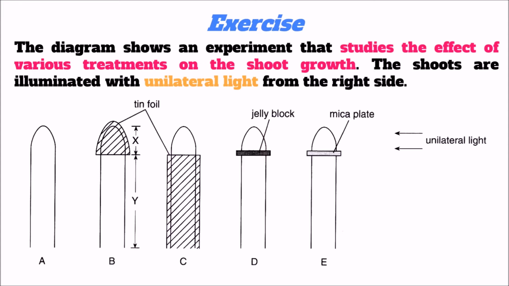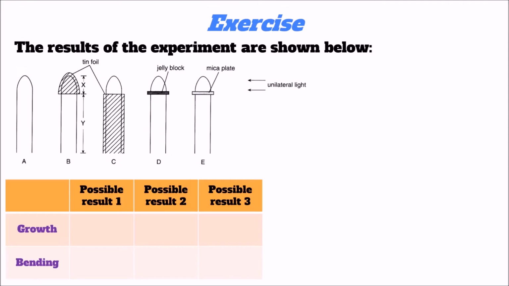For setup D, the tip is separated from the body by a jelly block, and for setup E, the tip is separated from the body by a mica plate. In these two setups, you had better consider the nature of the jelly block and the mica plate. Then we obtain the result.